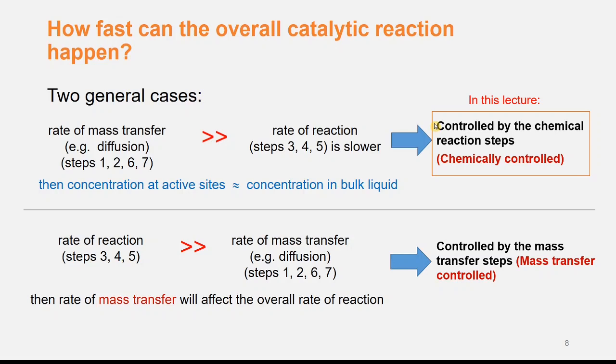In this lecture, we will focus on this case so that we can learn how to predict the rate of surface reaction. In subsequent lectures, we will add the internal and external diffusion steps to see how to determine the overall rate.